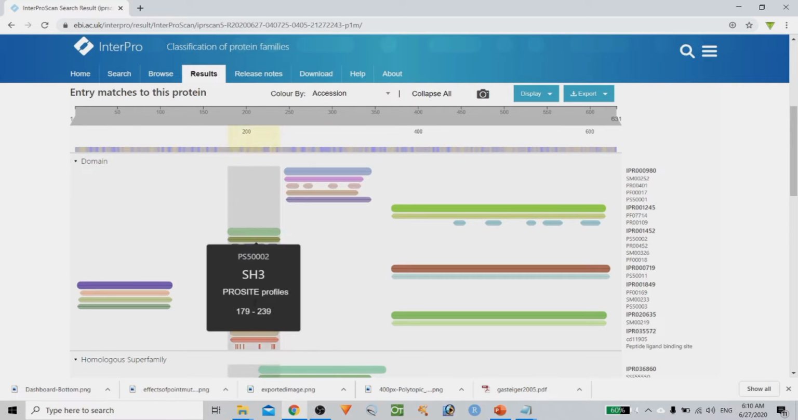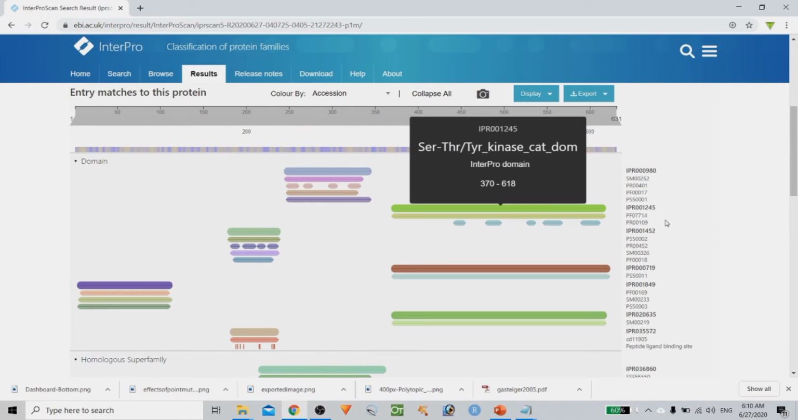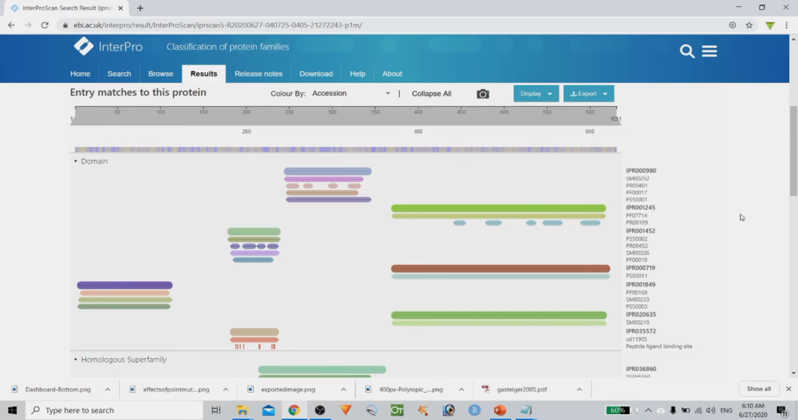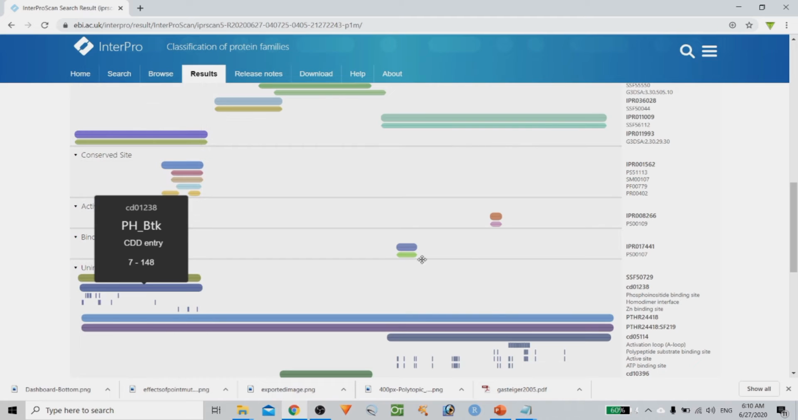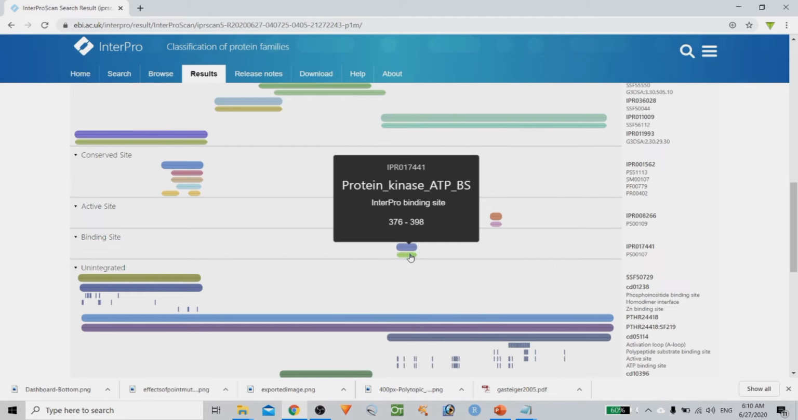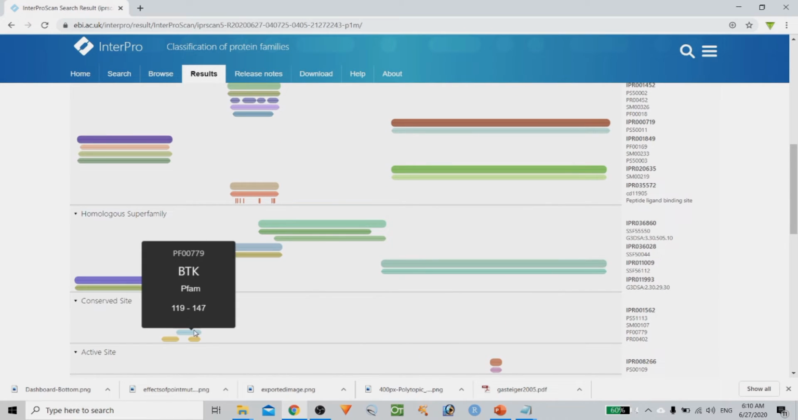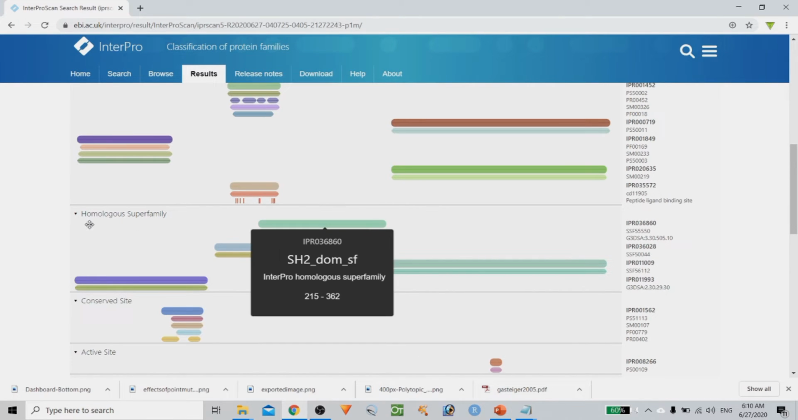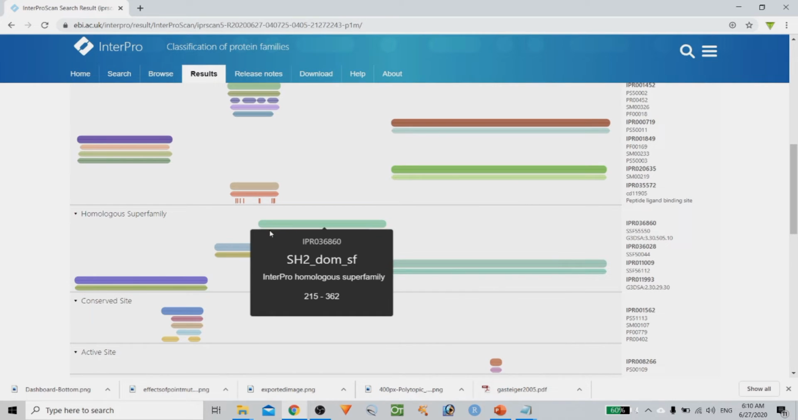245 to 336 domain. If we go a little further, you can see the PFAM, the PROSITE profile, and also the PFAM. Like this, it will predict, and various databases are involved here. It will show you various kinds of results. Along with this, it also shows you active sites, binding sites, what conserved regions are there in the protein, and what homologous superfamilies are there in the protein by comparing with various databases.